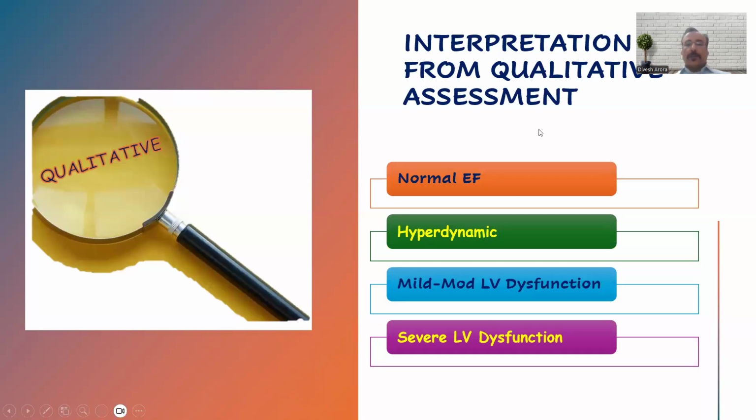So what is the interpretation we can draw from qualitative assessment? One, a heart could have a normal ejection fraction, or it could be a hyperdynamic heart, or there could be some LV dysfunction which can be categorized as mild to moderate or severe.